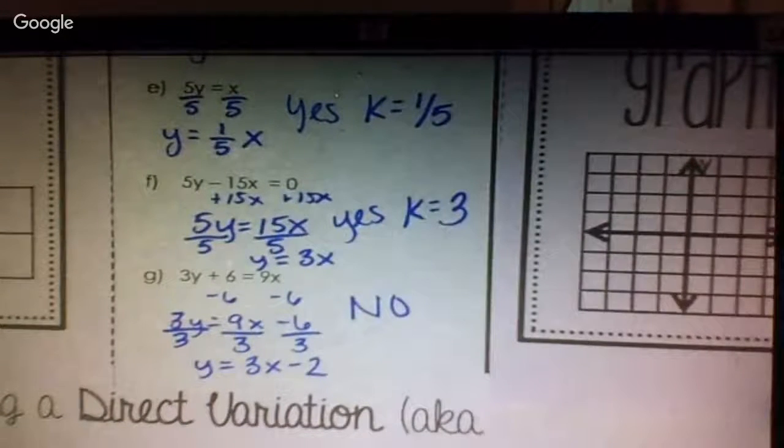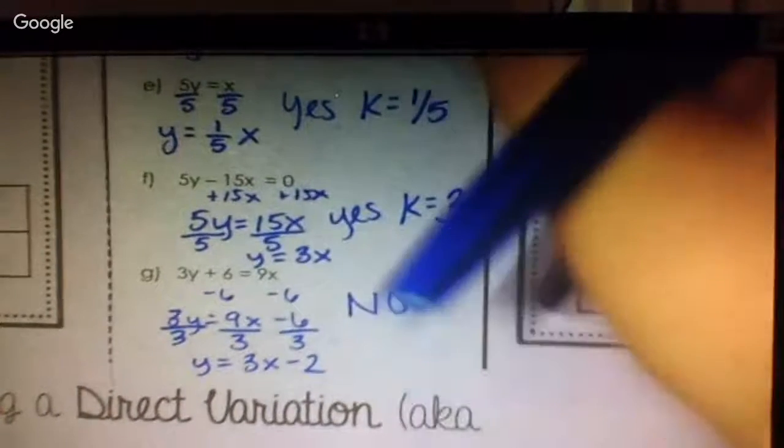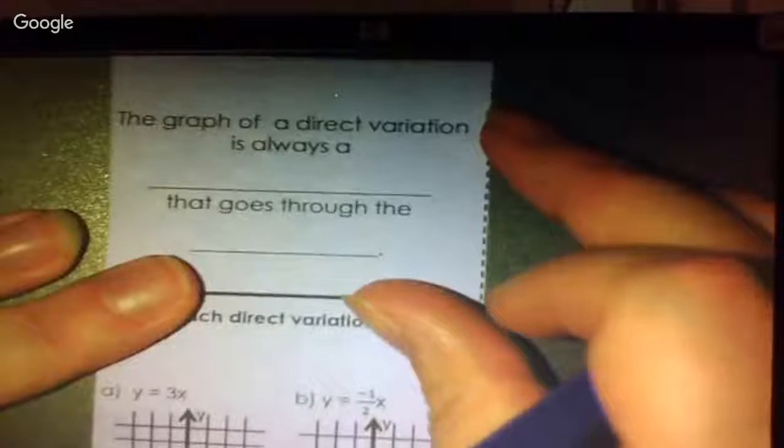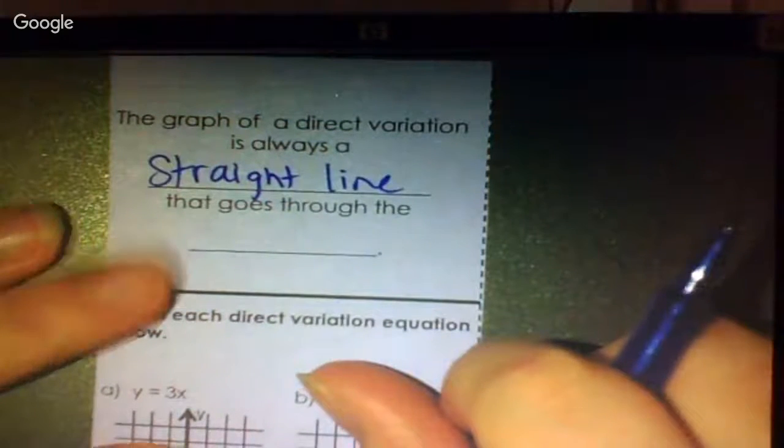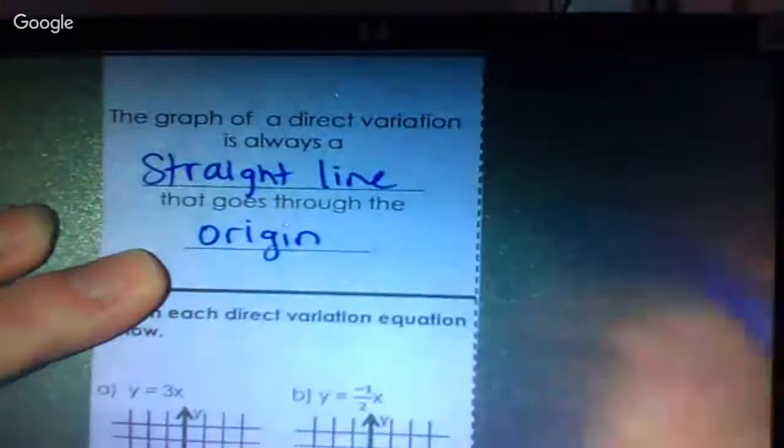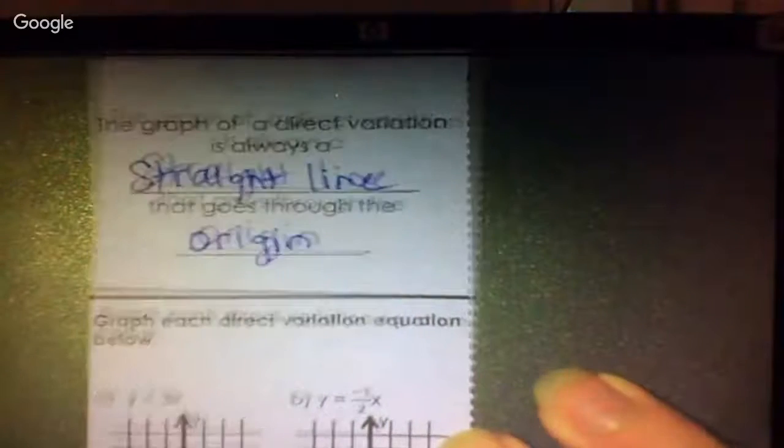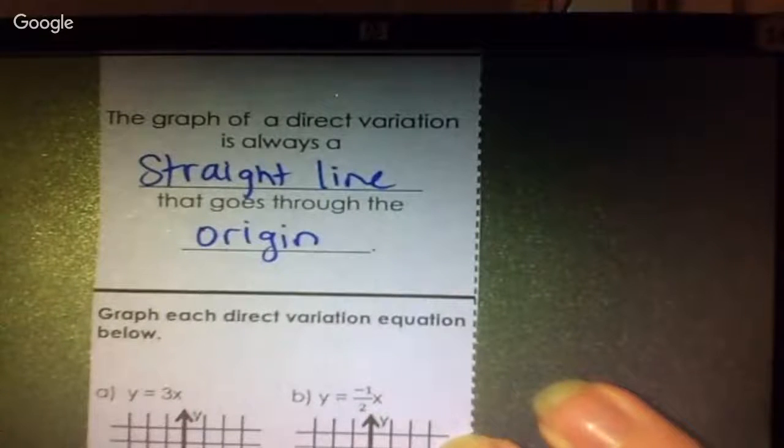Questions on equations. Okay. My last one. Direct variation with a graph. The graph of a direct variation is always a straight line. We said it's a linear function, which makes it a straight line that goes through the origin. Good. Okay. There is no y-intercept besides 0. It must go through the origin.